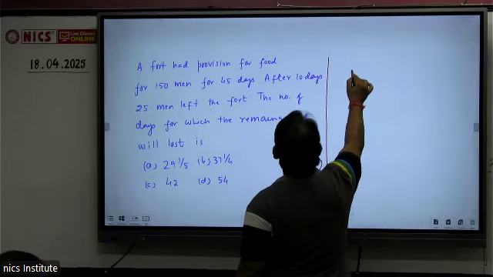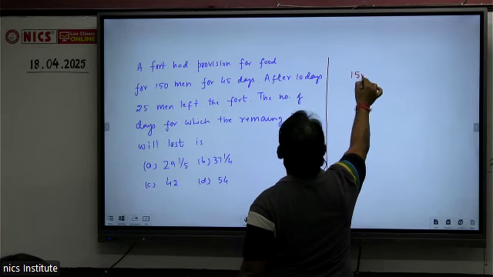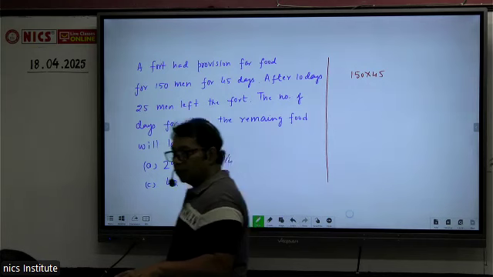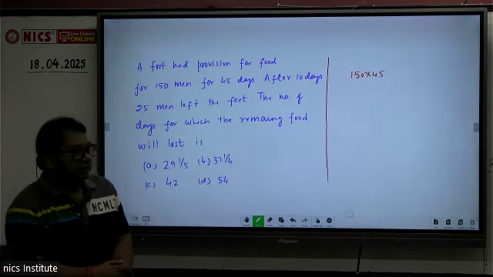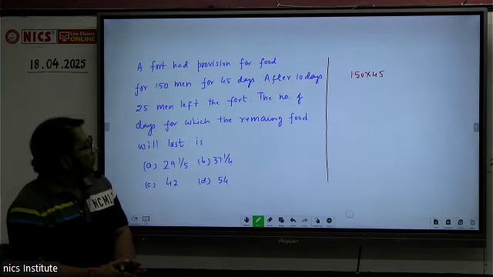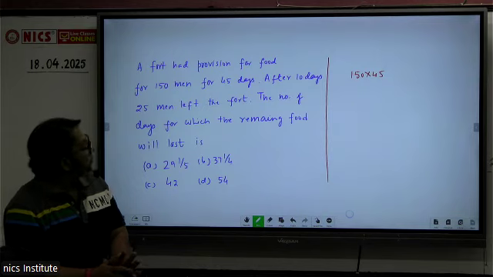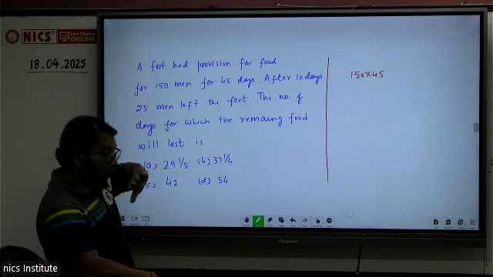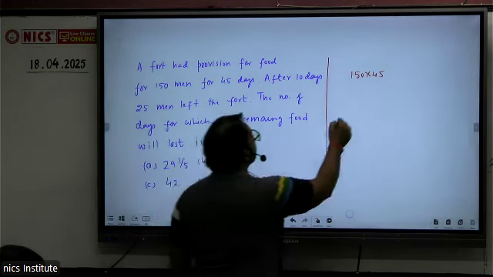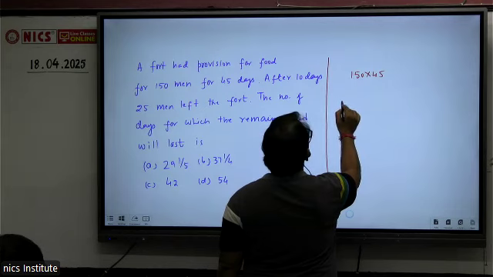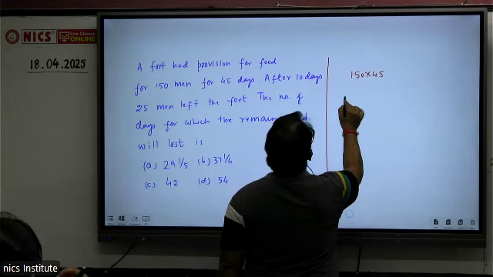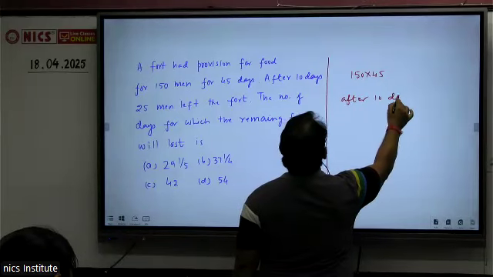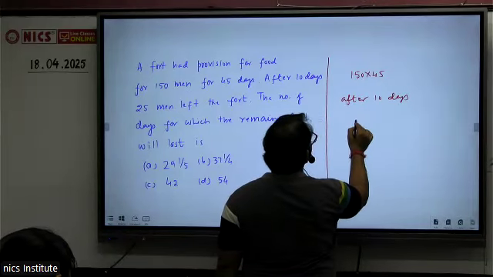Initially, you had how many meals? You can say 150 people into 45 days. This was the initial amount, initial number of meals you can say. Meal days. 150 people into the number of days. And after 10 days, that means for 10 days, all the people are present, you know? That means after 10 days, what is the condition?